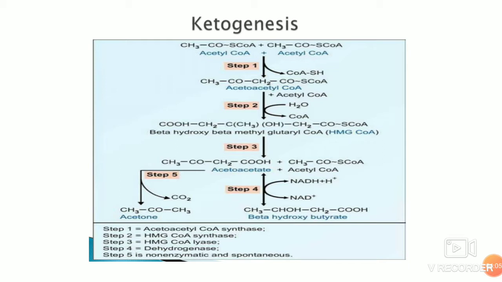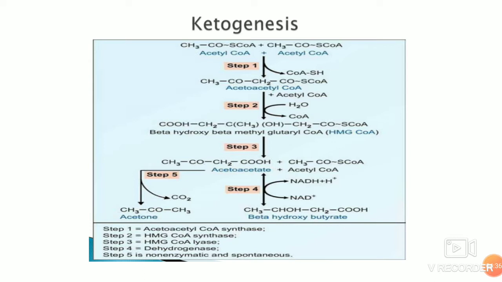Ketogenesis occurs primarily in mitochondria of liver cells. Fatty acids are brought into mitochondria via carnitine palmitoyl transferase, also called CPT1. We have done the beta oxidation. So in that, the fatty acids are carried into mitochondria via this carrier protein carnitine palmitoyl transferase, and then they are broken down into acetyl CoA via beta oxidation.